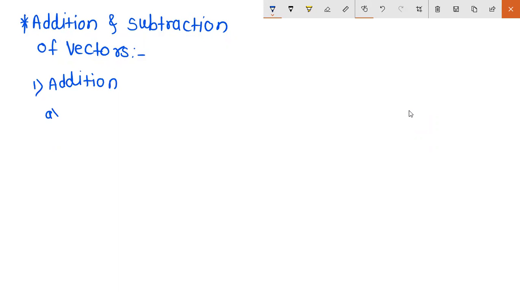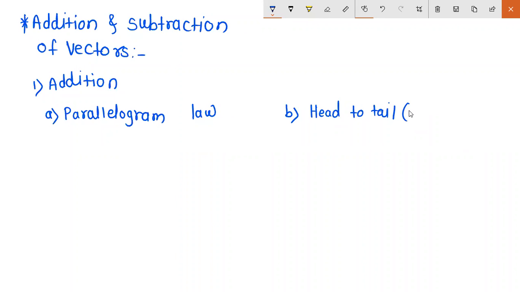The first is the parallelogram law, and the second is the head to tail law, which is also called the triangle law. By using either of these two laws, you can add any two vectors. First we'll see the parallelogram law. In this, we are considering any two vectors.